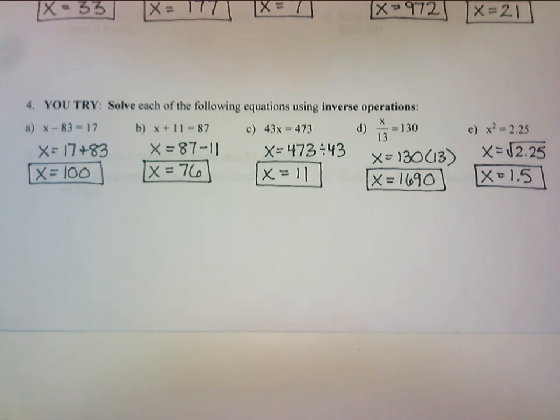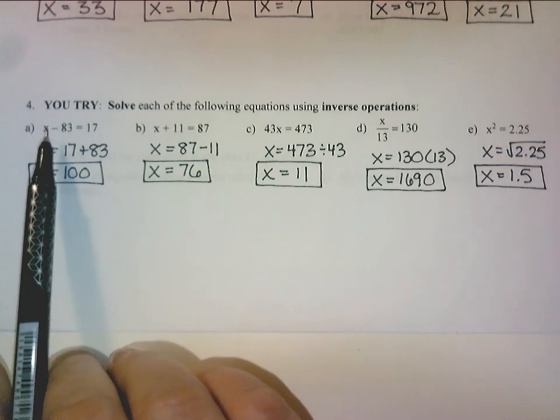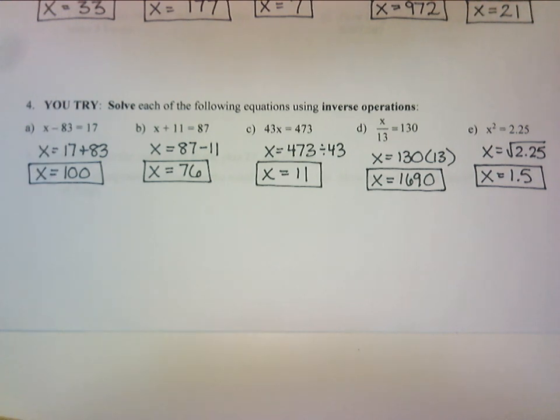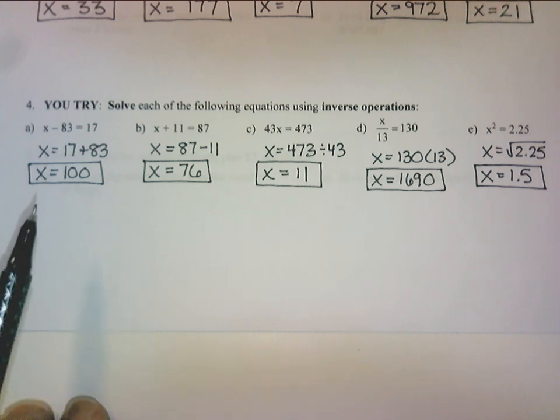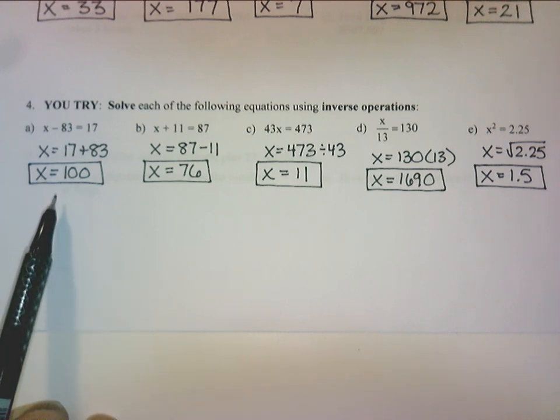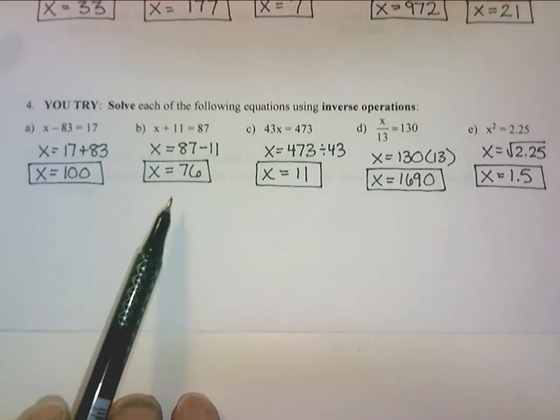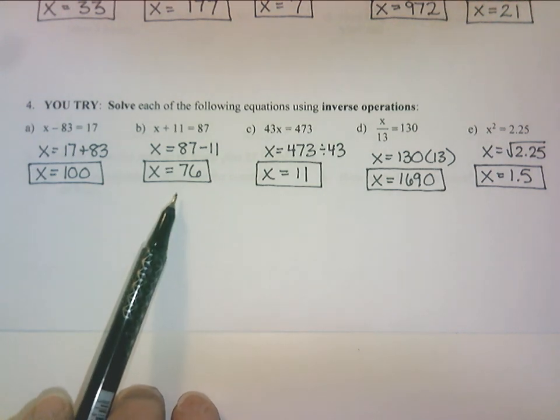This is the next part of our lesson on solving equations using inverse operations. You just tried question number 4 on your own, and we are quickly going to take up the answers. So for A, I got x equals 100 by adding 83. For B, I got 76 by subtracting 11.